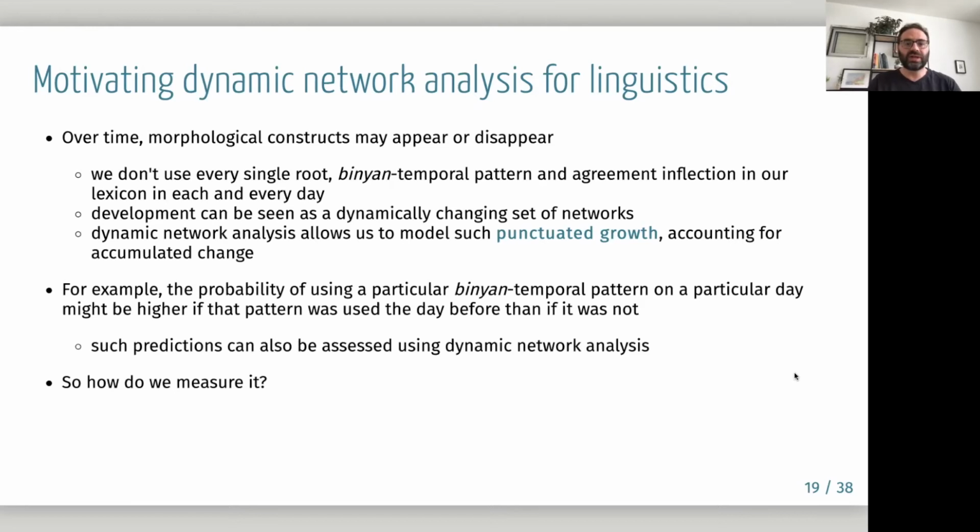And another thing is that over time, morphological constructs may appear or disappear, as we said earlier. It's not the case that we use every single root or binyan, temporal pattern or agreement inflection in our lexicon each and every day. And development can be seen as a dynamically changing set of networks. Dynamic network analysis allows us to model such punctuated growth, accounting for the accumulated change. For example, the probability of using a particular binyan temporal pattern on a particular day might be higher if the same pattern was used the day before than if it was not. Such projections, the one we just made here and the one made in the previous slide, can be assessed using dynamic network analysis. So how do we do it?